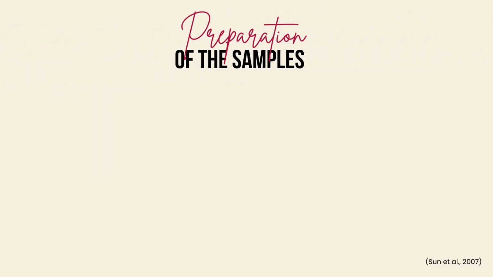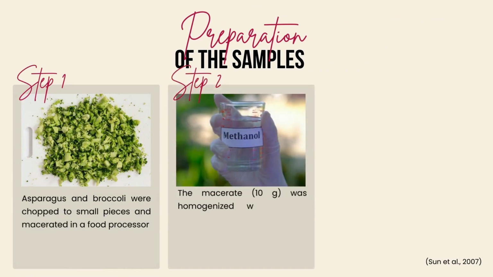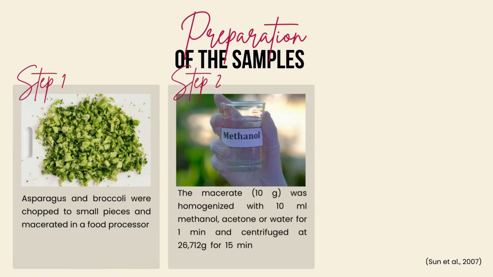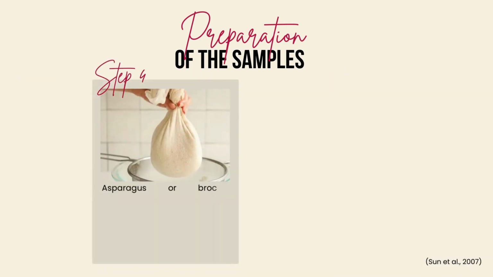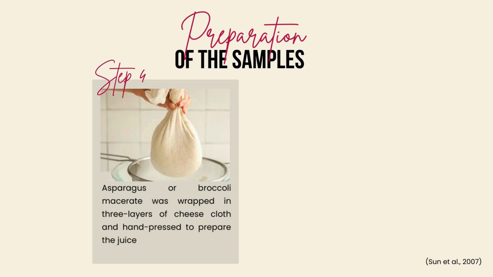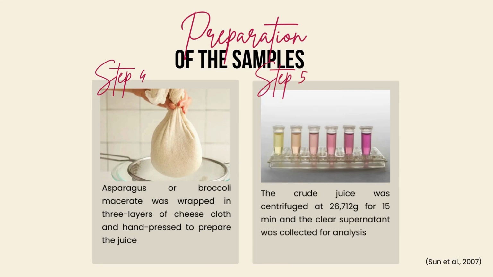Preparation of the samples. Step 1. Samples were chopped to small pieces. Step 2. The macerate was homogenized with 10 ml methanol, acetone, or water. Step 3. The clear supernatant was transferred to a plastic bottle and stored. Step 4. Samples were wrapped in 3 layers of cheesecloth and hand-pressed to prepare the juice. Last step, the crude juice was centrifuged and the clear supernatant was collected for analysis.